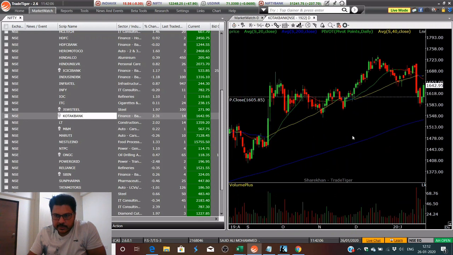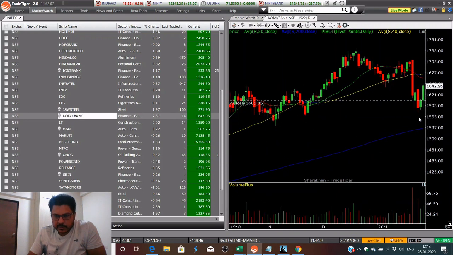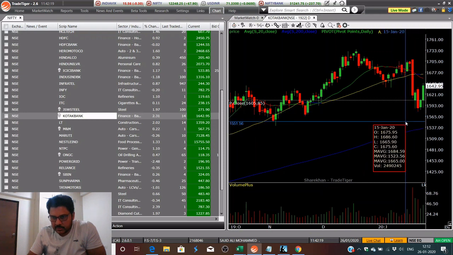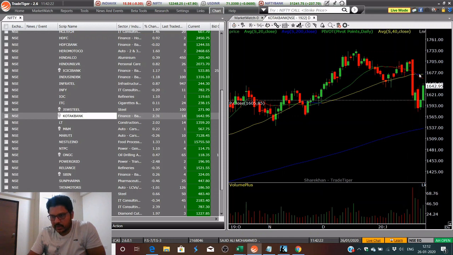Kotak Bank has retraced from this zone, which was its previous support zone, once, twice, and this is the third time it has retraced. So if it closes above these moving averages, then it will become bullish. Till that time, I would say that you have to watch this.